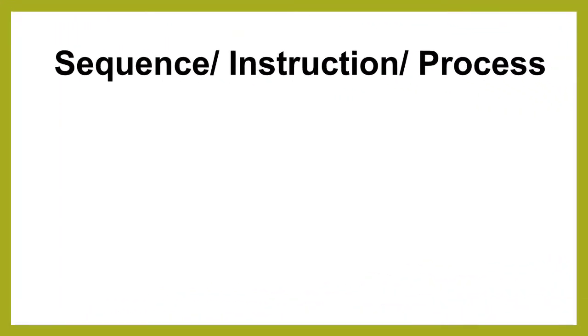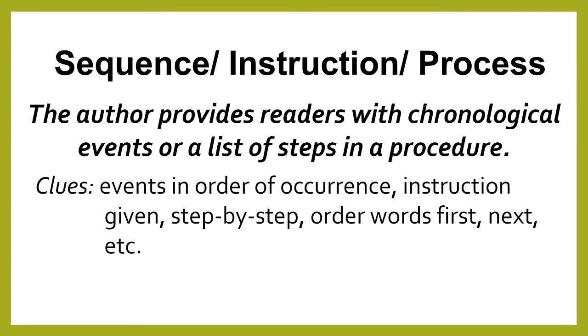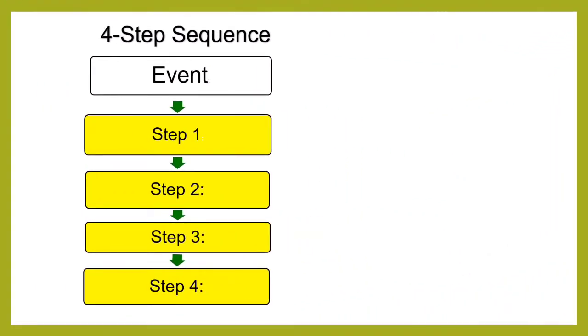Next, we have the sequence, instruction, or process. In here, the author provides readers with chronological events or a list of steps in a procedure. You have here some clues. If you see some events in order of occurrence, instruction given, step by step, order words like first, next, then, etc. We have here an example of the four-step sequence. In here, you need to provide the event and then the step 1, 2, 3, and 4.